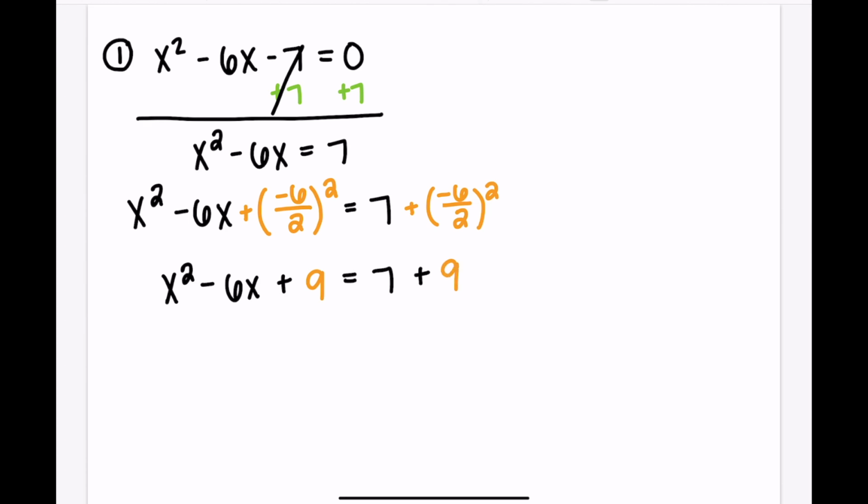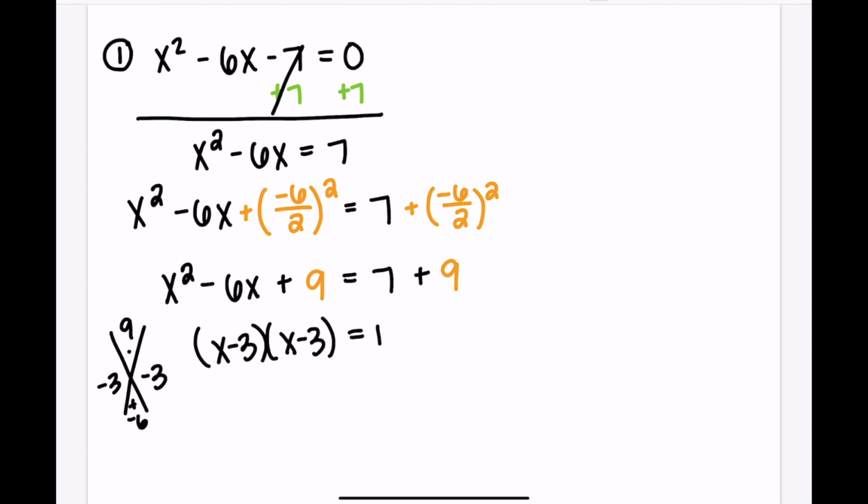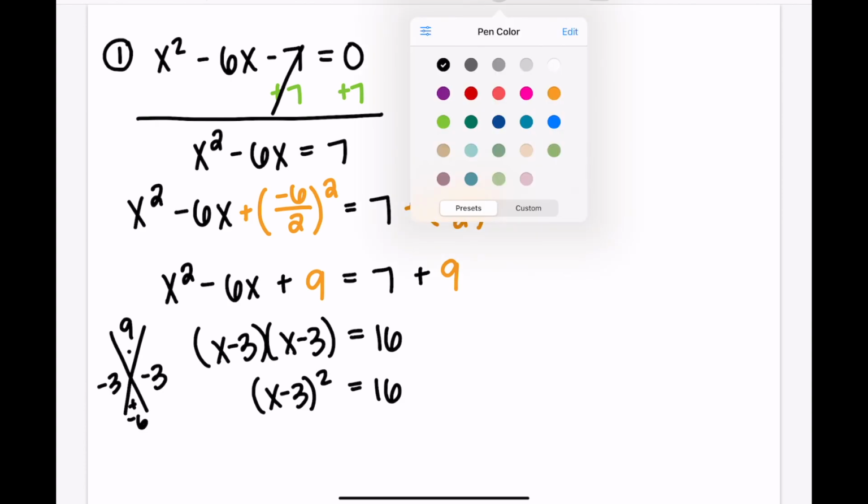Okay, and now we can just continue to solve using what we already know. So if we were to factor this, which we don't necessarily have to, but you can, we know that two numbers that multiply to be 9 and add to be negative 6 would be negative 3 and negative 3, and they're identical just as they should be. So that's going to be x minus 3 times x minus 3 equals 16. And that gives us x minus 3 squared equals 16. And then we solve by using square roots.